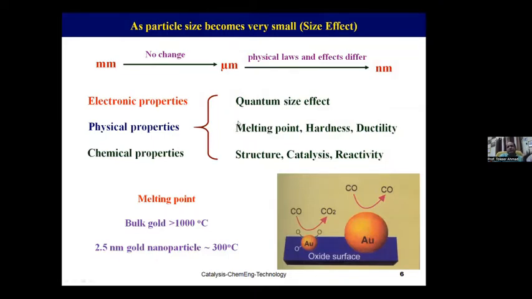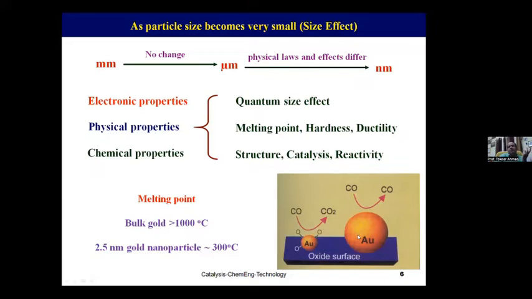For example, the quantum size effect: the optical band gap will change when we bring down the size into the nano dimension. The melting point will change. Reactivity, catalysis, structure. I will speak over the catalysis part. For example, the reported melting point of bulk gold is around 1000 degrees centigrade. But when you have fine nanoparticles of gold, meaning 2.5 nanometer, it will have a small crystal lattice. So its melting point will reduce to 300 degrees centigrade.